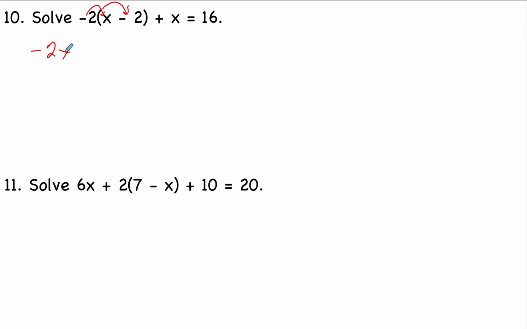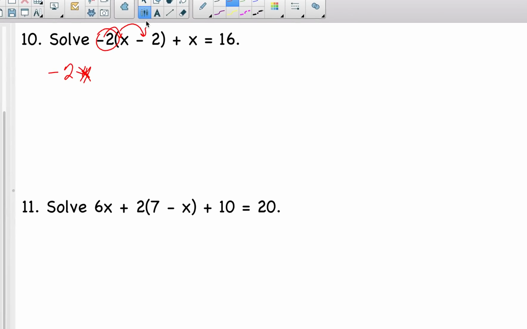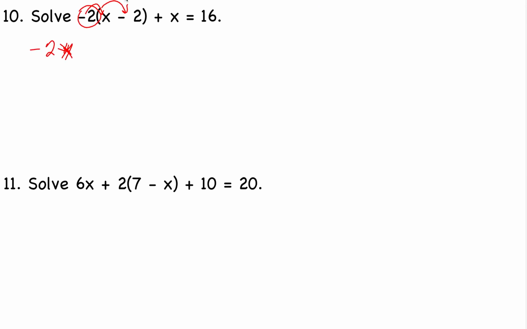Now the common mistake that students make right here is forgetting this sign. You're taking a negative 2 times a negative 2. So this one is also a negative 2. A negative 2 times negative 2 is actually a positive 4. So we have a minus 2x plus 4, and then we have a plus x is equal to 16. So all I did was I got rid of these parentheses by using the distributive property.